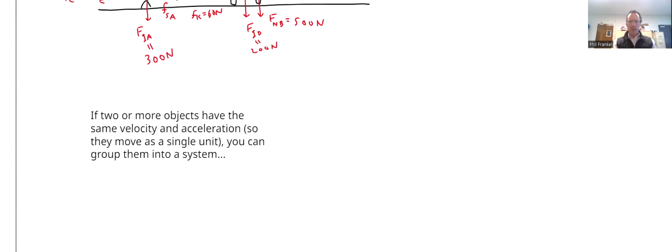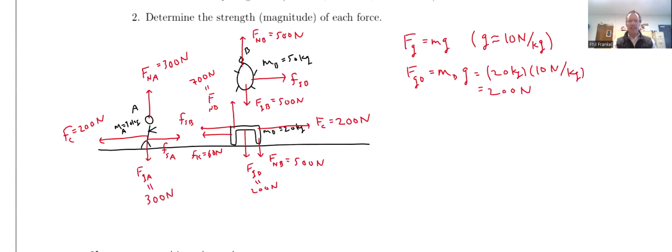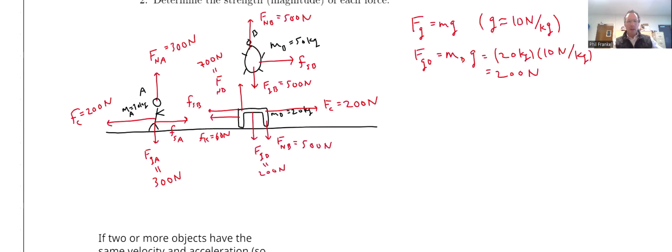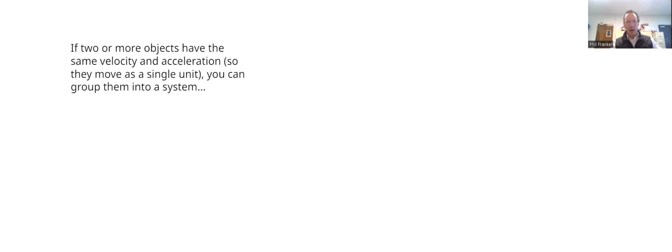For instance, I'm treating each leg of the desk as well as the top horizontal surface of the desk as one object. There are probably four legs, so the desk has four legs and one horizontal surface on top. So there were five things there, but I group them together and just call them the desk because they're all rigidly connected to each other and they don't move independently of each other. So how does this help us? Well, let's group Bob and the desk together.